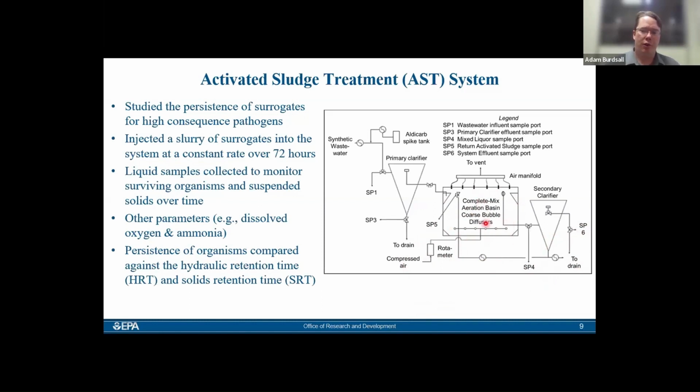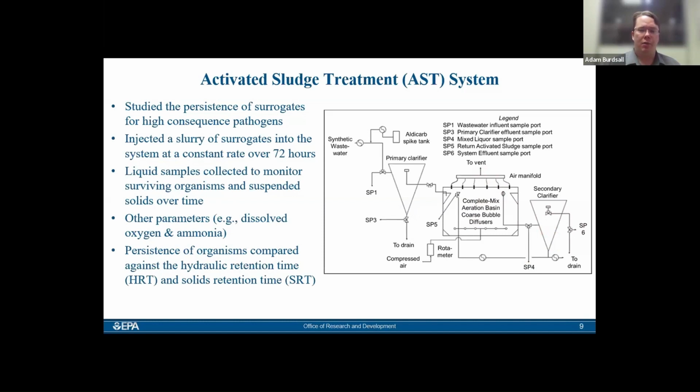We injected a slurry of one of each of the 3 surrogates into the system at a constant rate, usually over 72 hours, and studied how long each one persisted in the system. Liquid samples were collected at regular time intervals from several ports along the way in order to monitor for viable organisms and suspended solids. Dissolved oxygen and ammonia were also monitored.